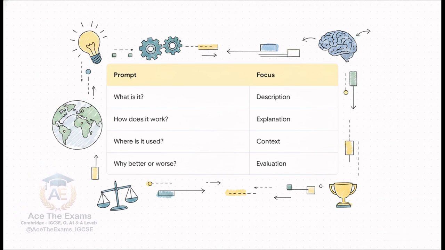Number 3, where is it used? That is your context and scenario, the real-world application. Number 4, why is it better or worse? That is your justification and evaluation.